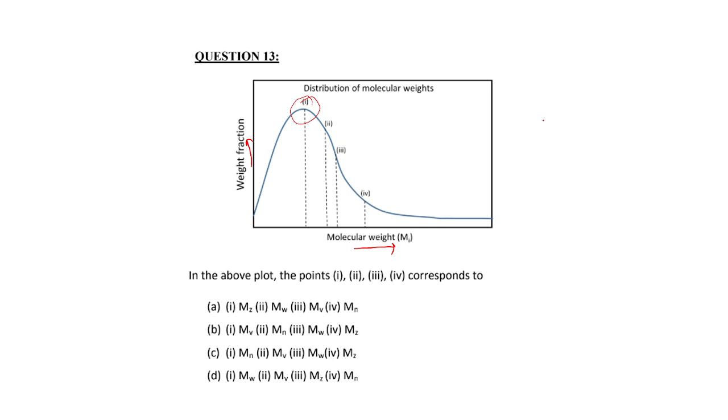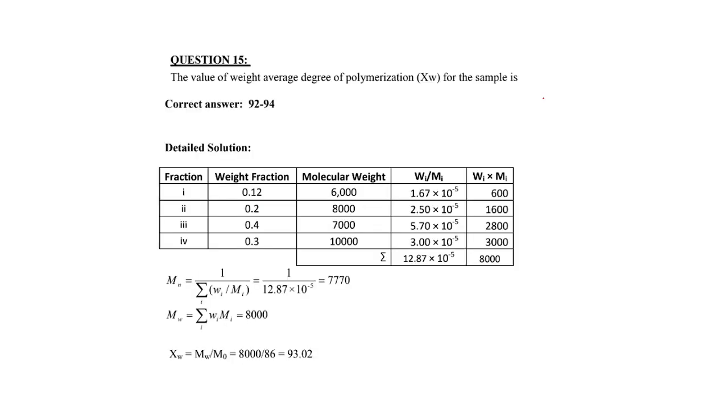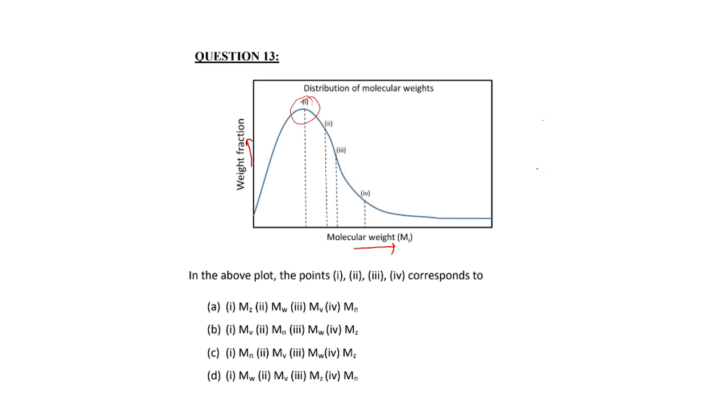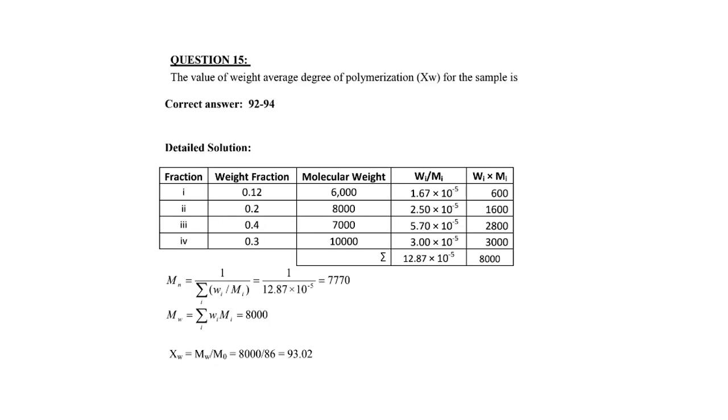So what will be the highest molecular weight? You can find out here. First will be Mn, then Mv, Mw, and Mz. Mz will be the highest. So here it will be Mz, here will be Mw, Mv, and Mn. So C will be the answer of this question. Then finally, question number 15.